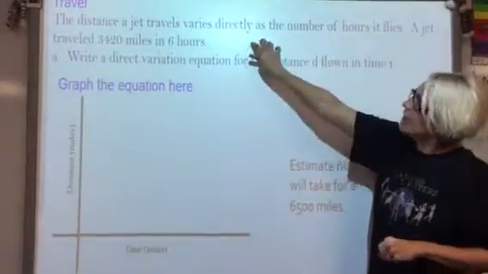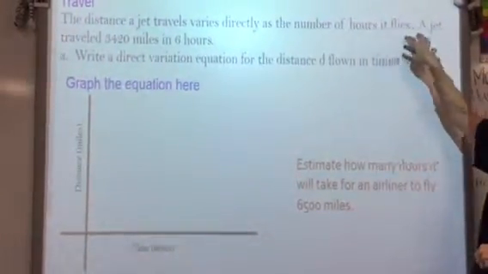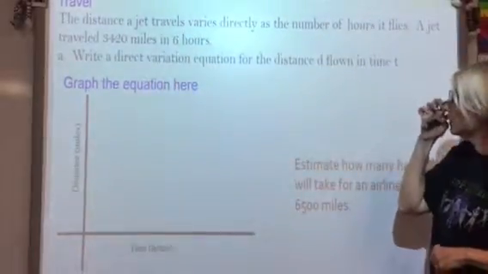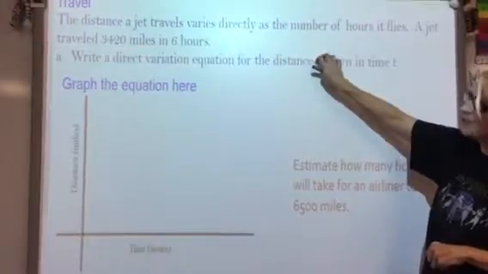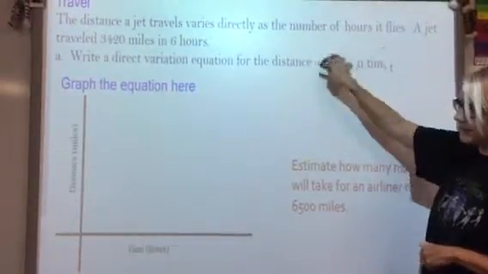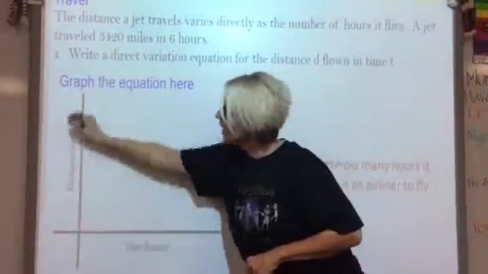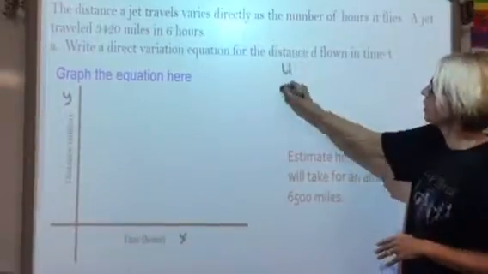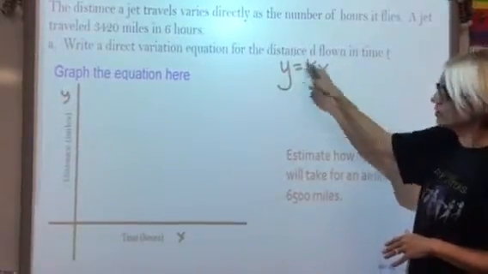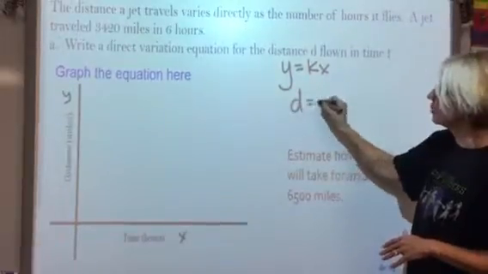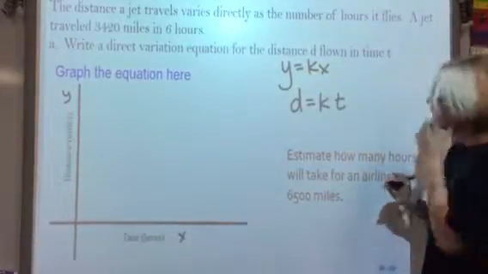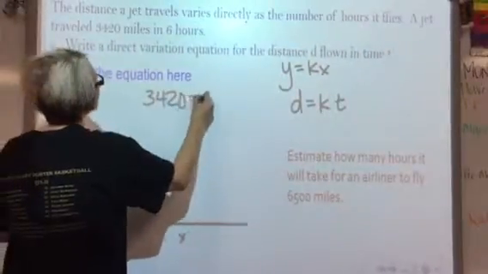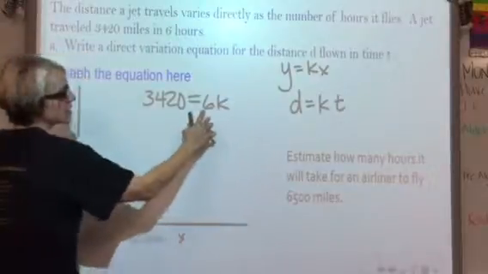Here's a real-world problem. The distance a jet travels varies directly as the number of hours it flies, and so it traveled 3,420 miles in 6 hours. So let's write a direct variation equation for our distance and our time, d and t. So if you look here, distance is y, and our time in hours is x. So I'm going to write this in this form. y equals kx, but in this case it's actually going to be d equals something times t, okay? So what do I know about this equation? Well, I know we have 3,420 miles is equal to 6 times k, because I know my time.